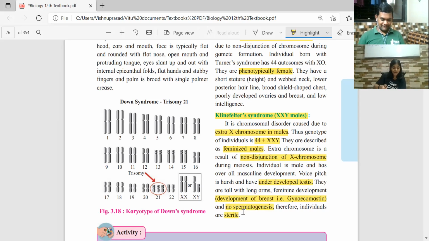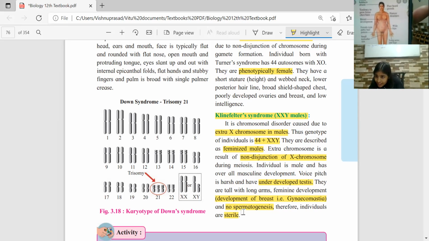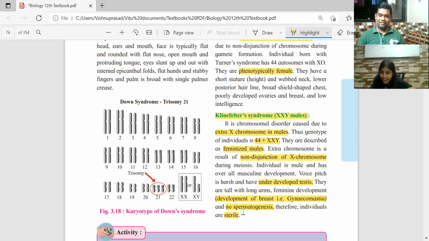Let's show the photograph. See this. This is Klinefelter's syndrome. It's a male, but you can notice the symptoms. Can you see the tall height? And you can notice the feminine characters? Broad arms, long arms. So that is the problem of Klinefelter's syndrome.